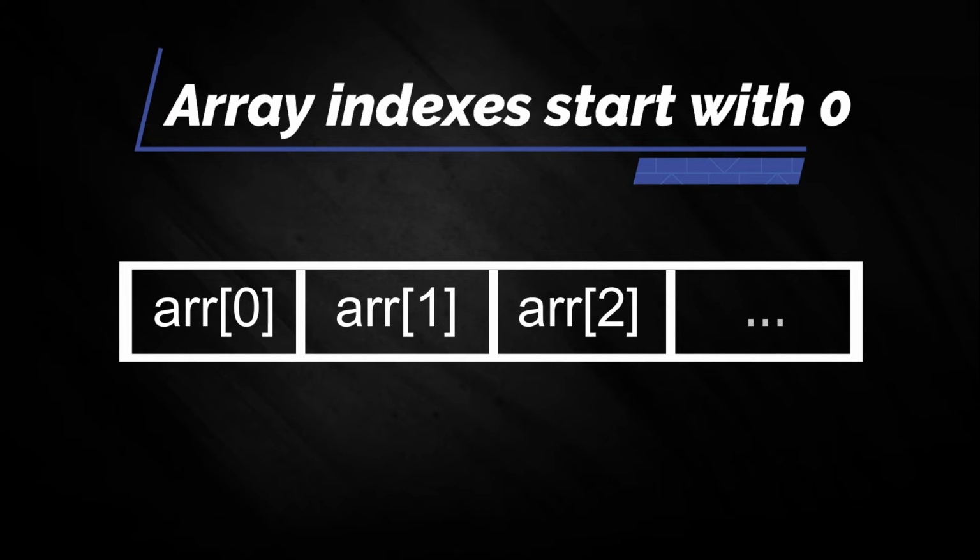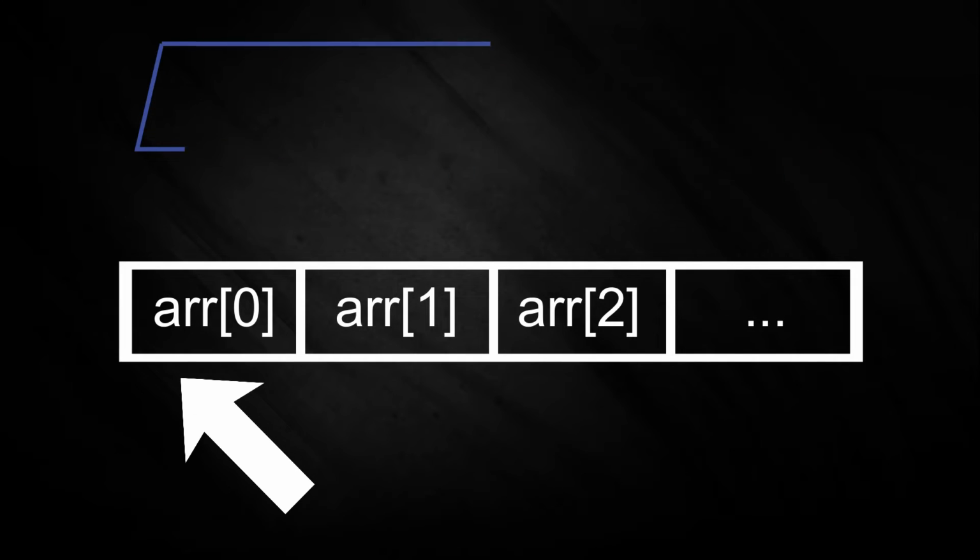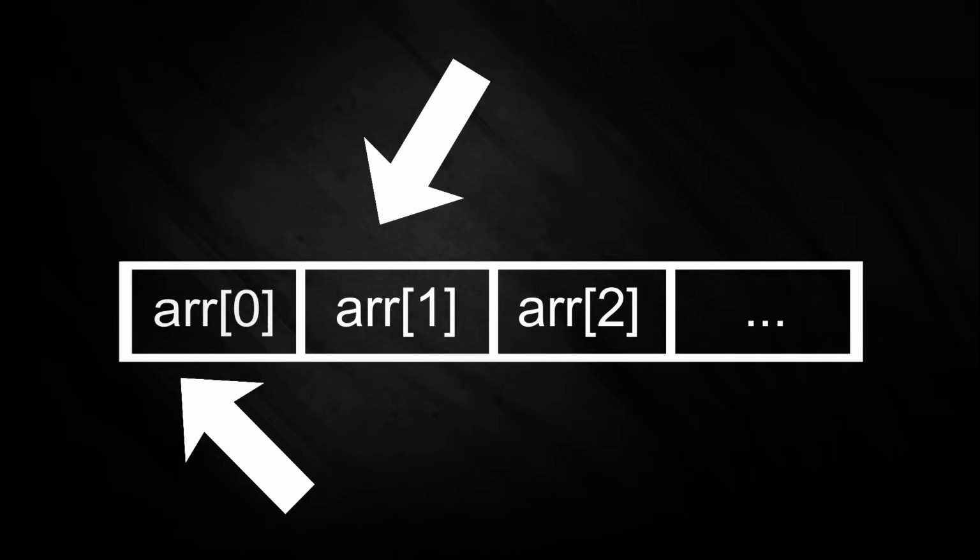A specific element in an array is accessed by an index. Array indexes start with 0. Here, array 0 is the first element, array 1 is the second, etc.